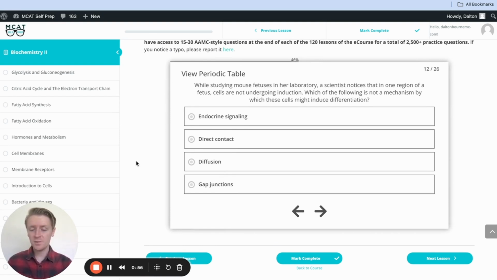Today's practice problem comes from the end of lesson mastery quiz in lesson 12 of the Biochemistry 2 module. Be sure to try this problem for yourself before watching my explanation.